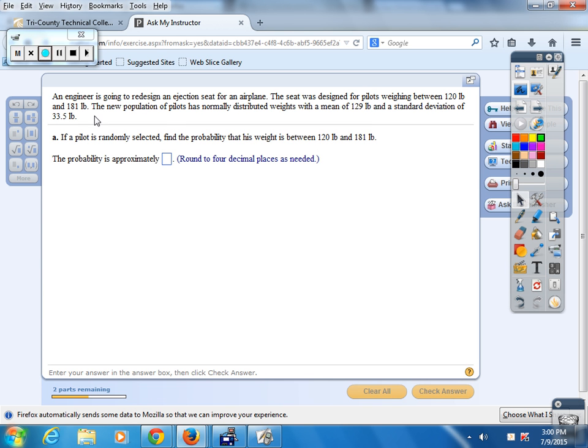That's fine. An engineer is going to redesign an ejection seat for an airplane. The seat was designed for pilots weighing between 120 pounds and 181 pounds. The new population of pilots is normally distributed with a mean of 129. Okay, so draw your picture.